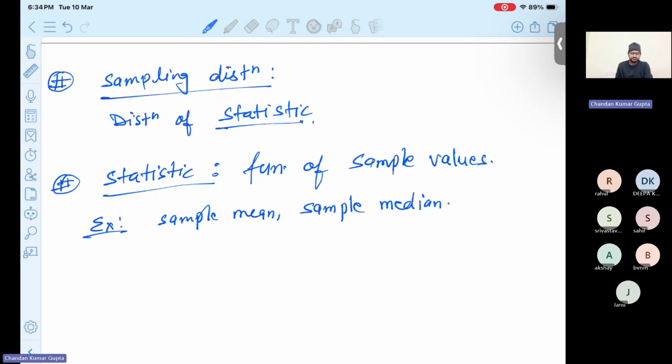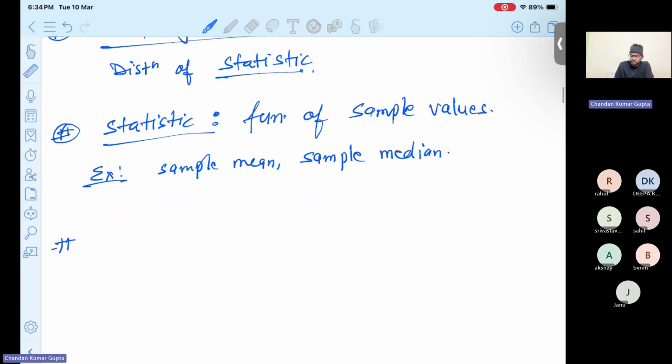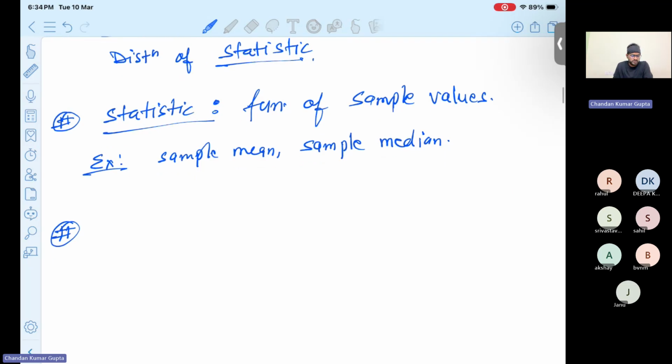Okay, and there are t, f, and chi-square sampling distributions. Those are small sampling distributions. If you go into further classes, you may find those small sampling distributions, t, f, and chi-square. Here we will discuss chi-square only. So, the chi-square distribution.